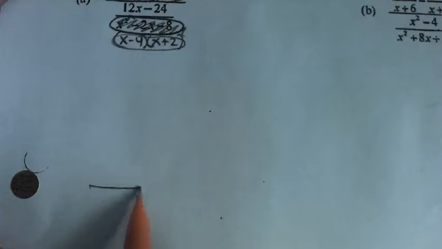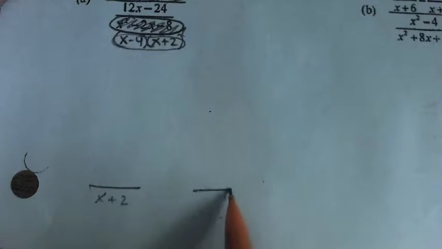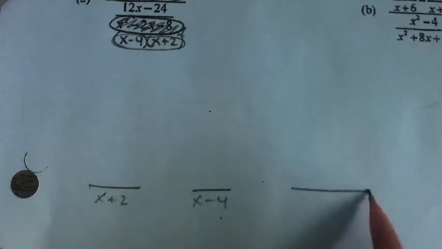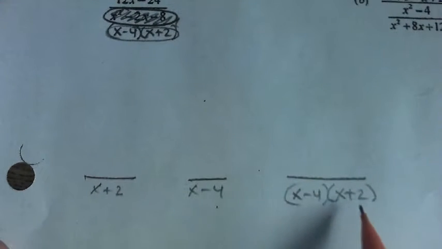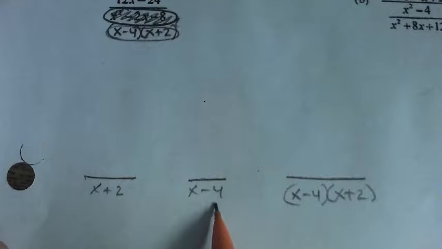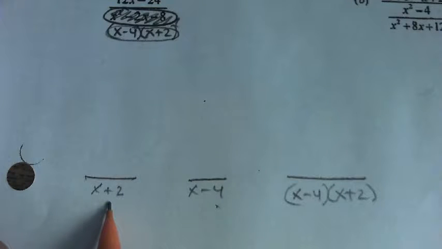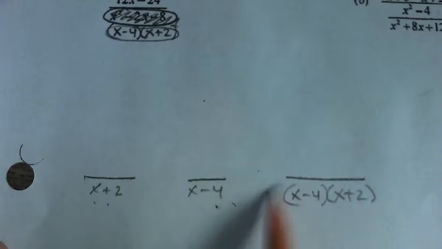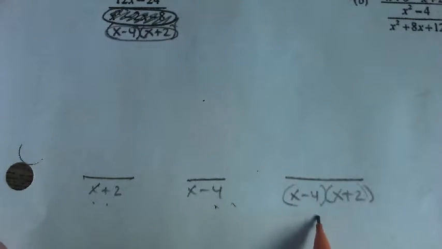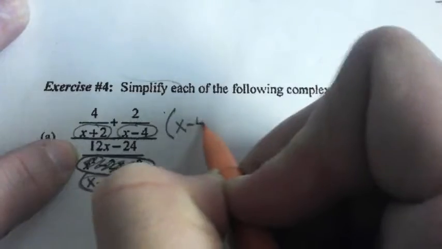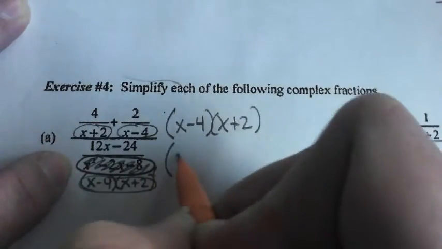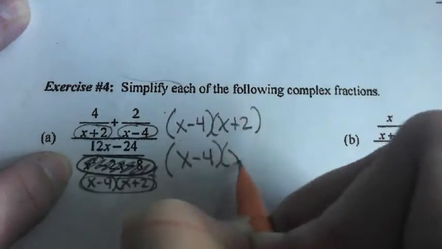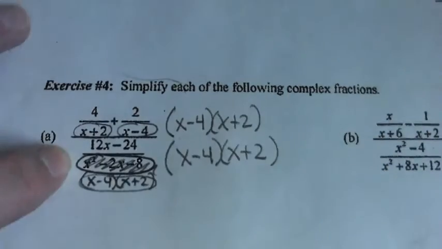Okay, one denominator is x plus 2. You don't need to write this. One denominator is x minus 4, and the third denominator is x minus 4, x plus 2. If I wanted them all to be the same, this one just needs an x plus 2, this one needs an x minus 4. So the common denominator would end up being what this one already has, x minus 4, x plus 2. So I multiply the numerator by x minus 4, x plus 2, and I multiply the denominator by x minus 4, x plus 2.